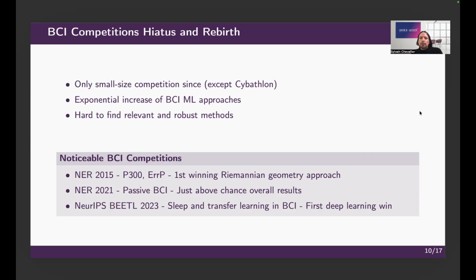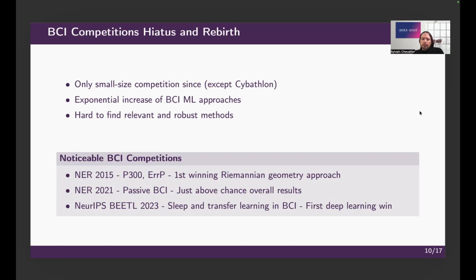In 2015, it's the beginning of the Riemannian geometry I told you about. And at the time, it was very difficult to know if it was something that was really useful or only just good on paper. But using different competitions, and this is only the first one that was won by Riemannian geometry approaches. In 2015, in this very NER community, there was a very hard competition on P300 using error potential to help a participant to use a P300 speller. And in this competition, it was the first win of the Riemannian geometry. There was no big BCI competition afterwards, only in 2020 and after.